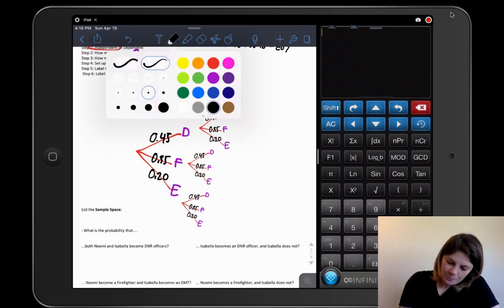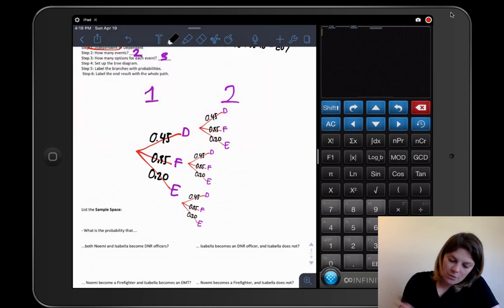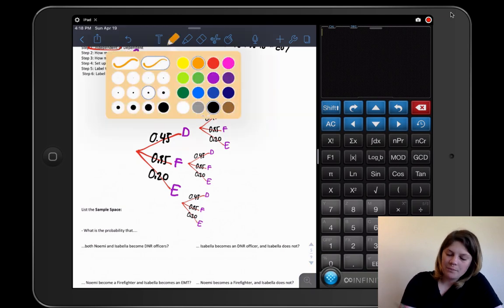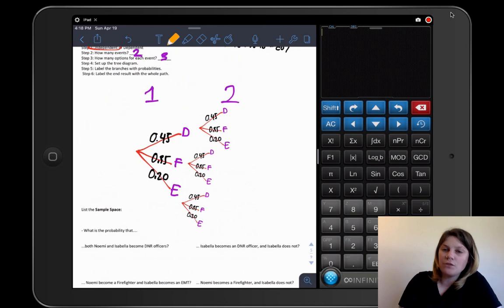Okay, so we set up the tree diagram. We're done with step 4. We already labeled the branches with the probabilities because it's independent. We can just assume it's the same for every single one. Finally, label the end results with the whole path. Now, you can, right? Feel free. Go through, find every single one.